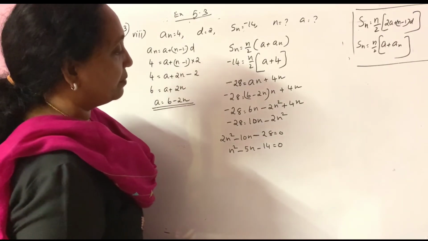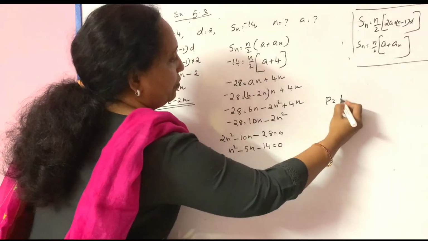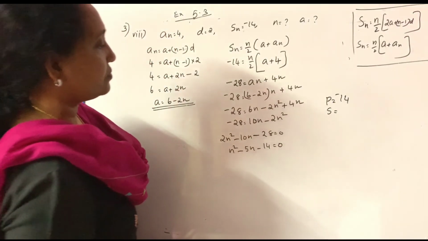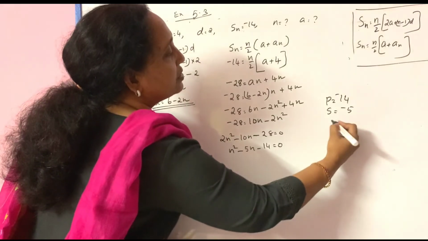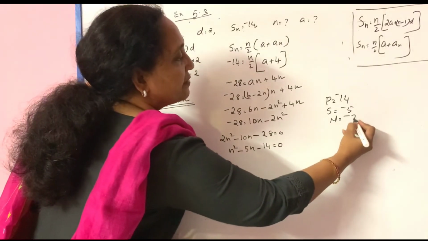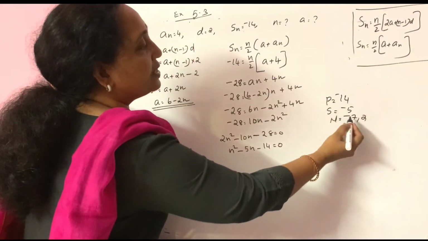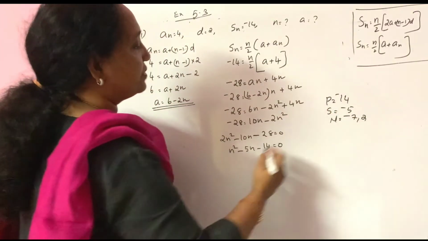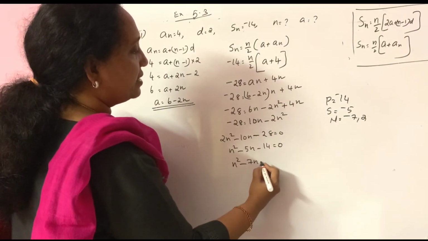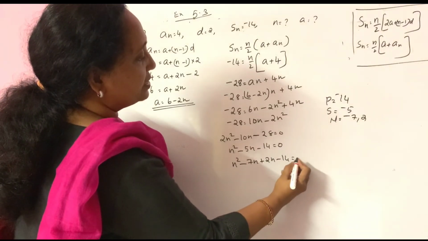we get the number minus 14n square. That is what we need. So the product is minus 14 and the sum is equal to minus 5. So what will be the numbers? The numbers are minus 7 and 2. Minus 7 into 2 is minus 14, and minus 7 plus 2 is minus 5. So split the middle term: n square minus 7n plus 2n minus 14 is equal to 0.